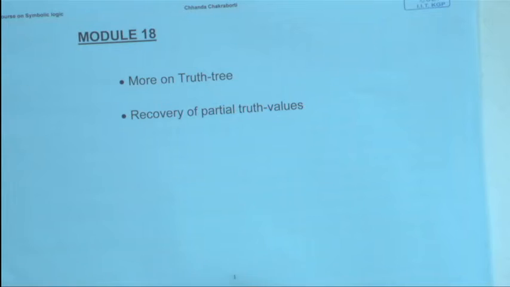Hello, and we are now back into this truth tree, and there's more to learn in this. In the earlier modules, I hope you remember what we have done, and that it has given you some platform to start doing the truth tree on your own. So we're going to learn a little bit more on how to do the trees and what are the things to see.